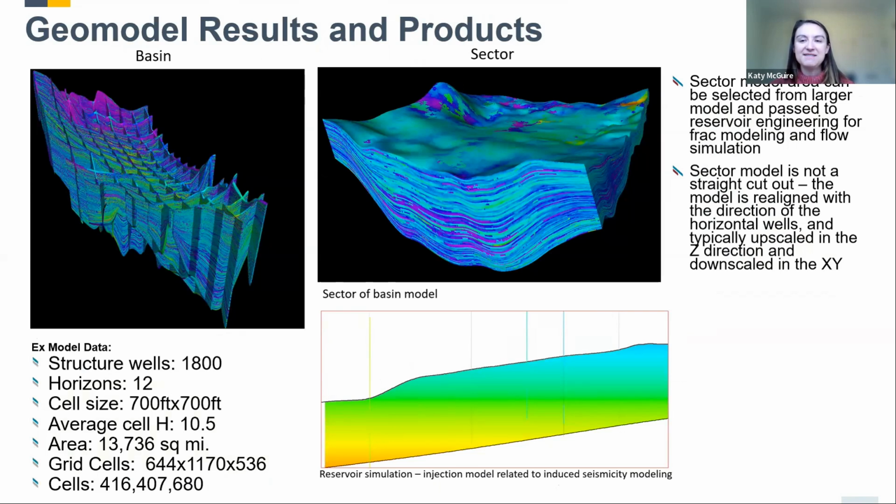In this example above, for the Delaware Basin, we used almost 2,000 wells for structural control, divided into 12 stratigraphic horizons, with a subset of those structural wells having core-tied petrophysical well logs and models applied with facies models. The average cell size is about 10.5 feet, and that varies with zone and location in the model. The model covers 13.7 thousand square miles with 400 million cells.